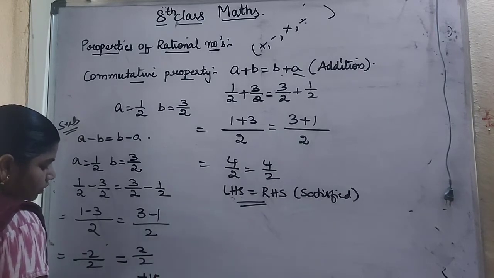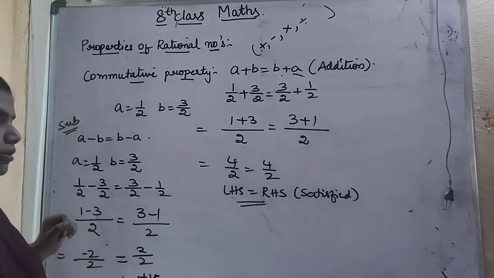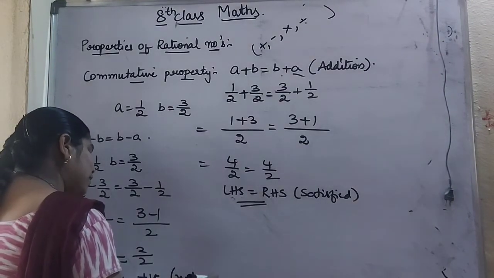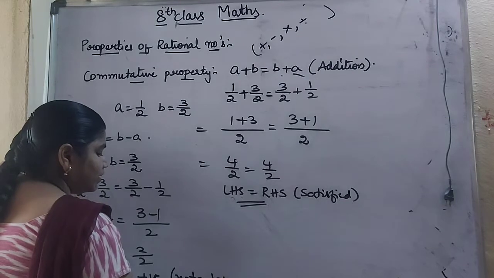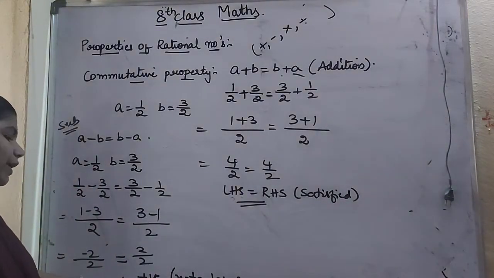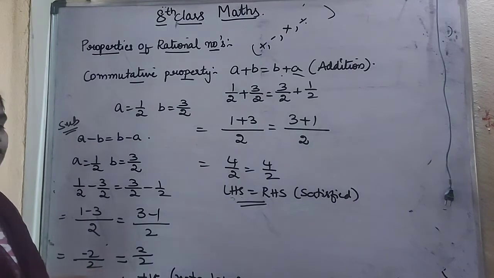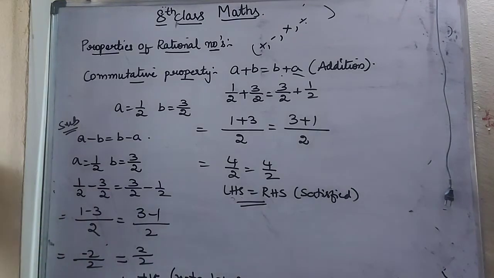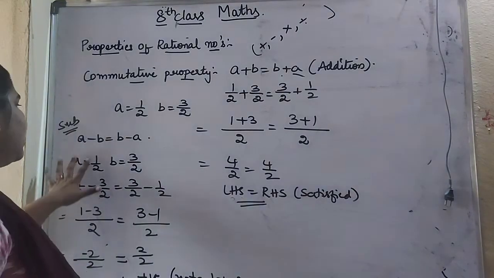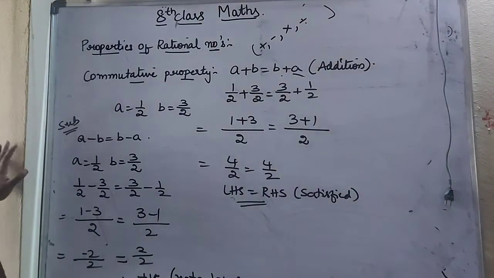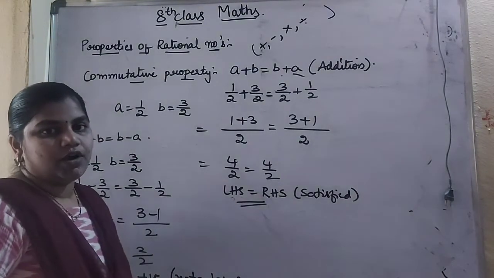So these are not equal to each other. So the commutative property is not satisfied under subtraction, we can say, because the result is negative here. Minus 2 by 2 you got, here you got plus 2 by 2. So both have so much difference. So the LHS part and RHS part are not equal to each other. So we can say that this commutative property under subtraction is not satisfied.